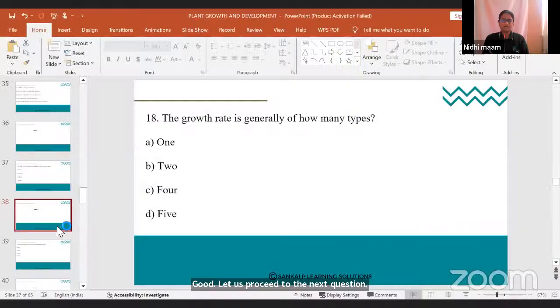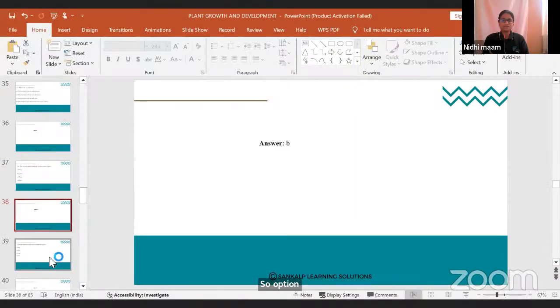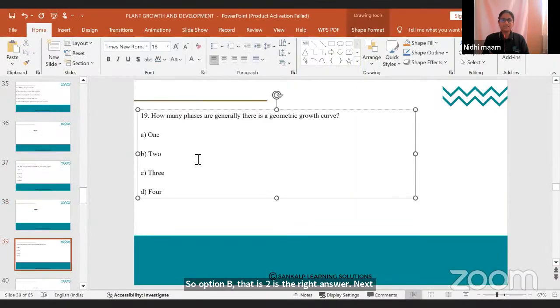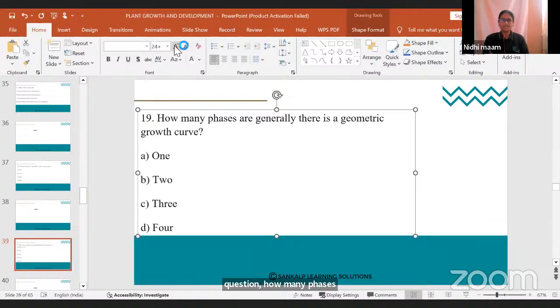So option B, that is 2, is a right answer. Next question. How many phases are generally there in geometric growth curve? They are asking phases in geometric growth curve, not a normal growth curve. A 1, B 2, C 3, D 4.